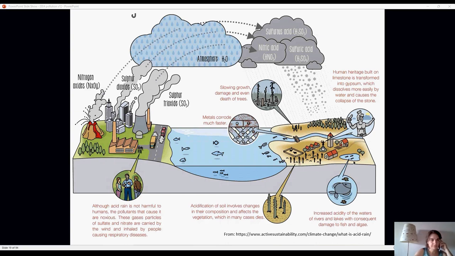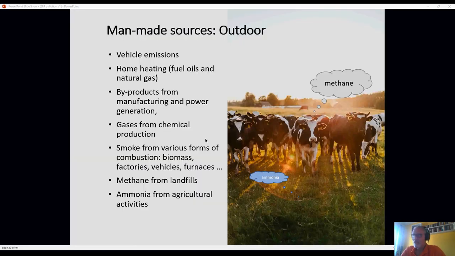And of course, this gets into the water and it accumulates in watercourses like ponds and lakes, and you get acidification, which of course just basically damages aquatic life. Okay. So this is just a sort of general scheme. So obviously this is not a great thing.